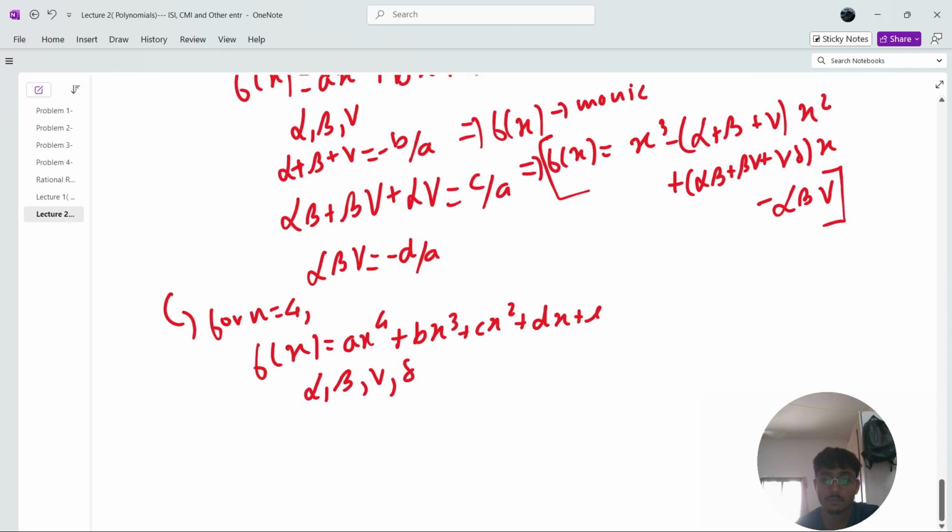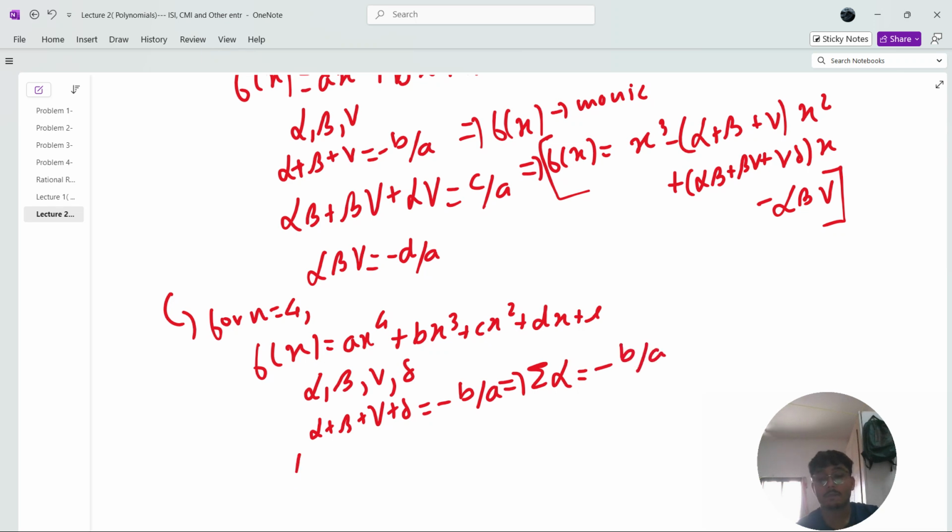So alpha plus beta plus gamma plus delta is minus b by a. This I can write as summation alpha. This is what we'll be learning in symmetric expressions. Summation basically means a series. Summation alpha means I will not only be taking alpha but alpha plus beta plus gamma and so on. Summation alpha is minus b by a.